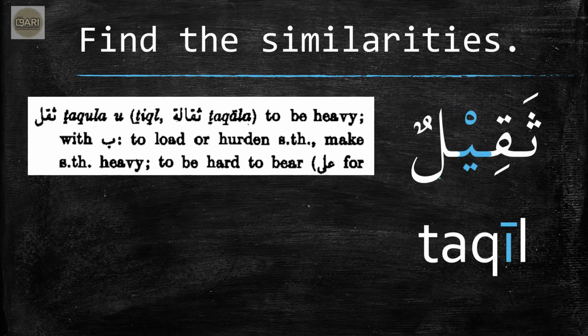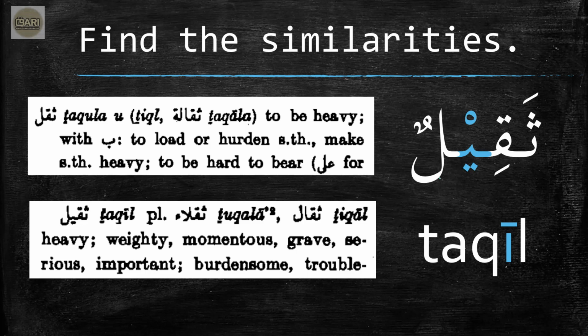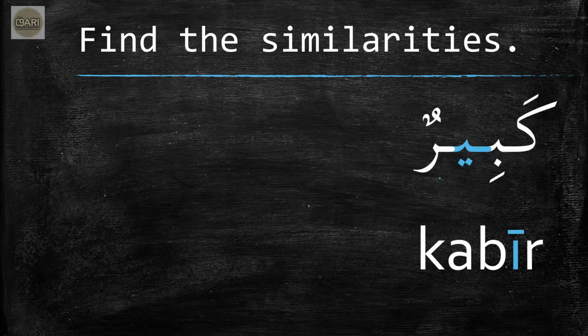So Thaqula, فأما من ثقلت موازينه فهو في عيشة راضية. To be heavy, to be loaded, make something heavy, to be hard to bear. So that's thaqil. Again, you see B in the definition, easy adjective conversion. If something is being heavy, then it is heavy, weighty. It can also be heavy in terms of concept, momentous, grave, serious, and so on.